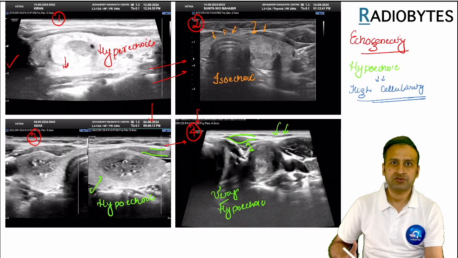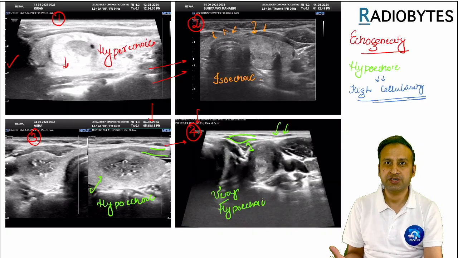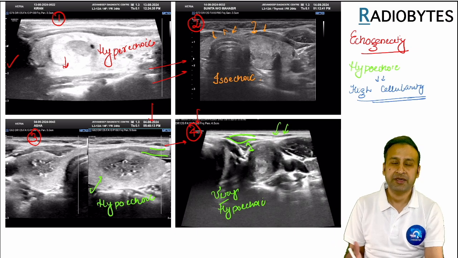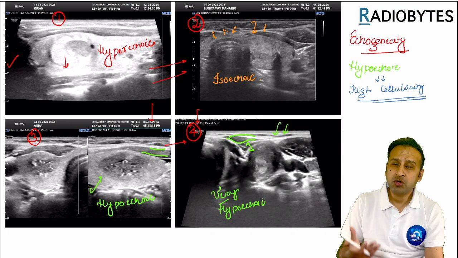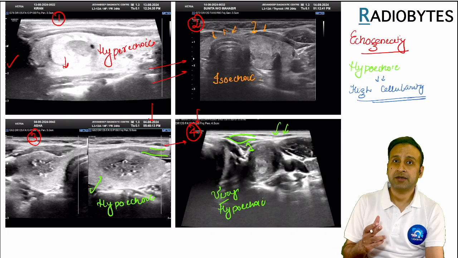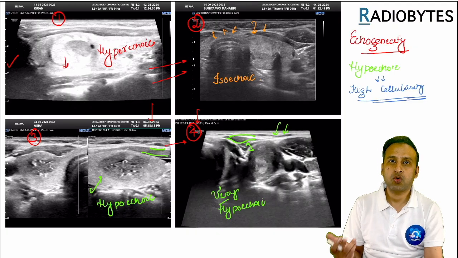We've seen that with the liver also. In liver, if we find an echogenic lesion, it's more likely a hemangioma. In kidneys, if it's an echogenic lesion, it might be an angiomyolipoma. If you have an echogenic lesion in the breast, it is also less likely to be malignant. But all hypoechoic lesions always raise a concern.